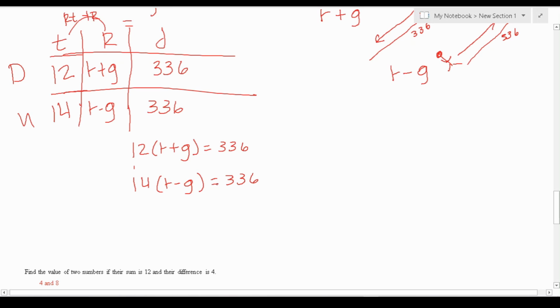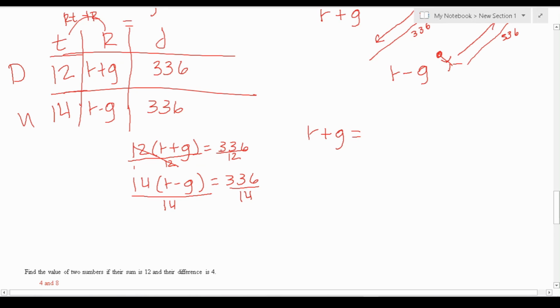Like in the problem where we dealt with the boats, we can multiply this 12 to the r and the g, and we can distribute this 14 to the r and the g. Or we can go ahead and simplify this equation to make it easier to work with. And in this case, I'm going to do that. I'm going to divide this side of the equation by 12 and this side by 12. Similarly, I'm going to divide this side by 14 and this side by 14. This is going to cross out, which will leave me with r plus g.